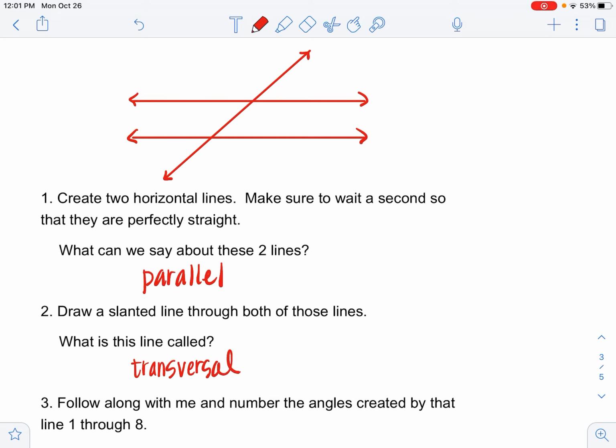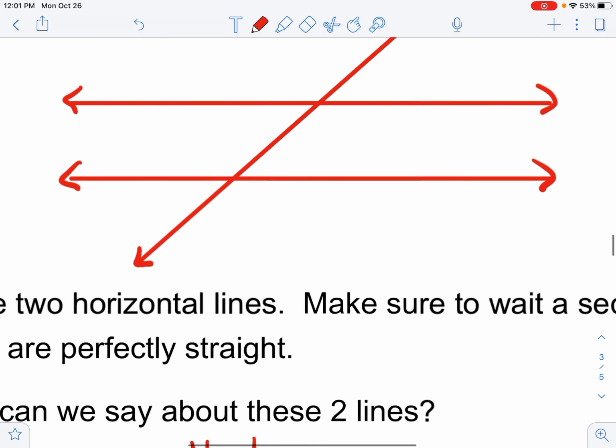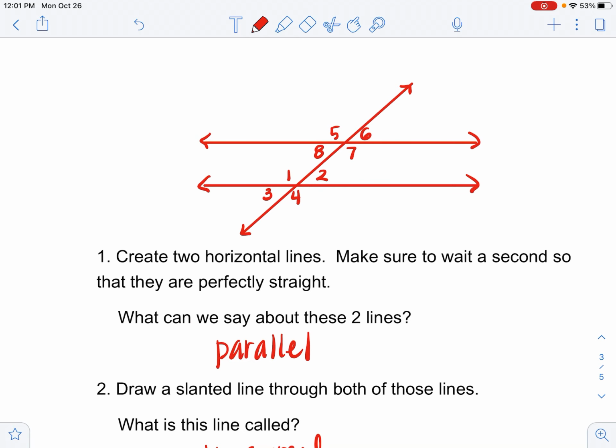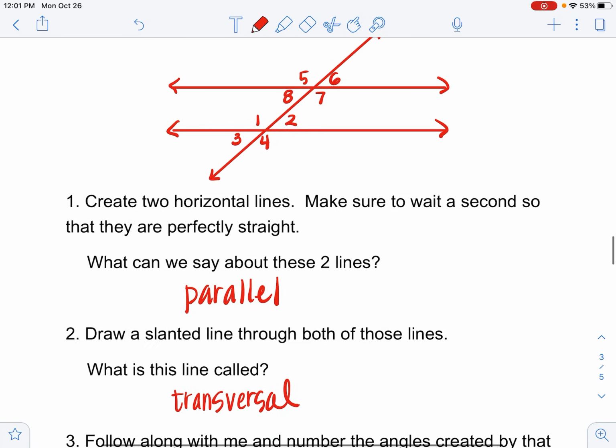Now follow along with me and number the angles that I create, 1 through 8. I'm going to randomly throw them in there because I don't want them to look like the previous examples that we've been doing. So I'm going to do 1, 2, 3, 4, 5, 6, 7, 8. Just mix them up a little bit, but do them like how I did it.